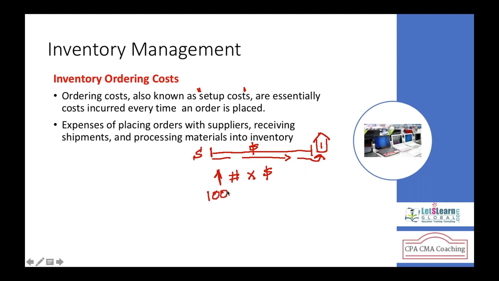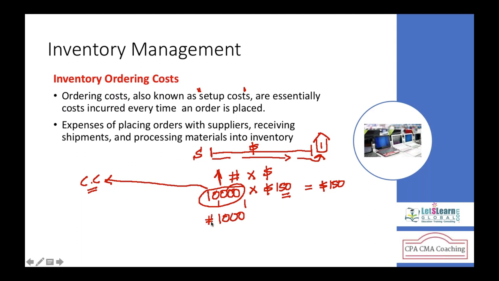Say, for example, 10,000 units you buy at once, and say the ordering cost is $150. So 10,000 units, just one order, multiplied by $150. So you are buying in bulk in one order, the ordering cost remains the same, $150. So the total ordering cost is $150. But remember, you are investing lots of money in carrying costs because you're buying a huge amount here. Instead, if you buy 1,000 units each time, you'll have to buy 10 times. So your number of orders increases to 10, and the ordering cost per order is $150. So your ordering cost will increase to $1,500.